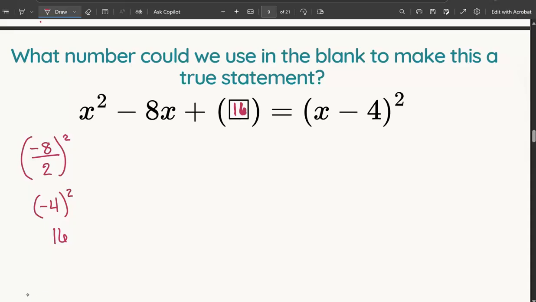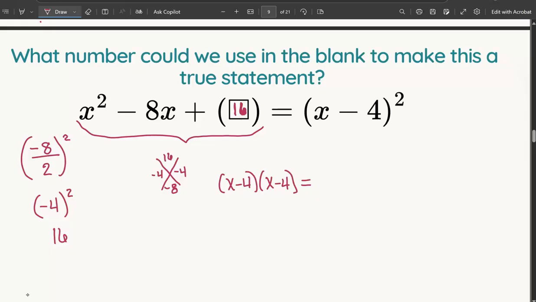If you want to think about it, like we did at the very beginning, if we took this and factored it, I would need two numbers that multiply together to give me 16, that add together to give me -8. And those two numbers are, of course, -4 and -4. So that enables us to write this as x minus 4 times x minus 4, which is x minus 4 squared. So it's just kind of a shortcut to get in this format so I can solve these equations.